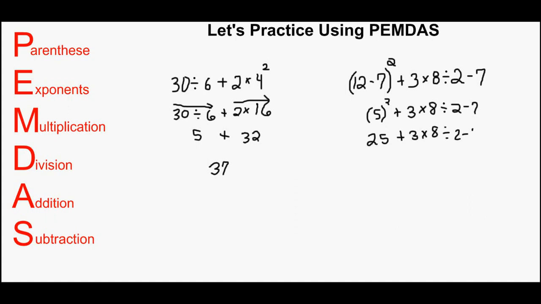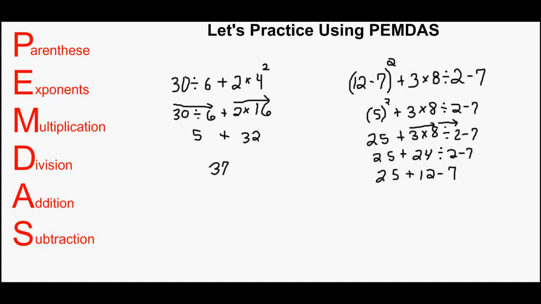I will look for any opportunity now to multiply or divide. So 25 plus, nope, can't do that yet. 3 times 8, I can do that. And once I get that answer, I'm going to divide it by 2. So we have 25 plus 3 times 8, which is the 24, divided by 2 minus 7. 25 plus, we'll do our division now, that's a 12, minus 7. I've been carrying along all the parts of my expression that I haven't evaluated yet.